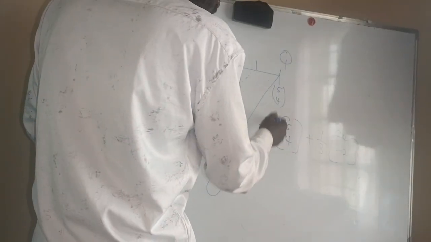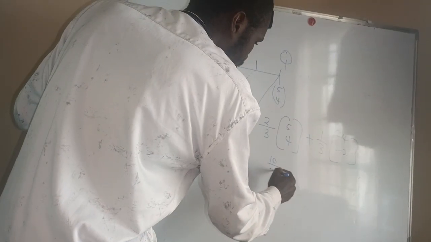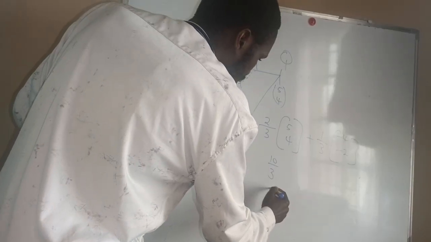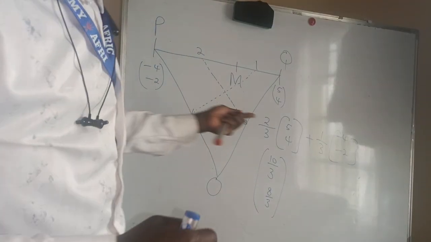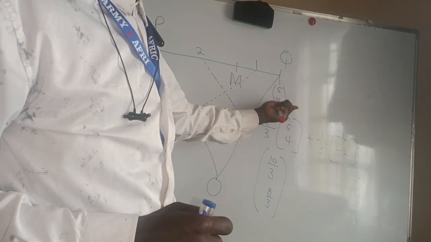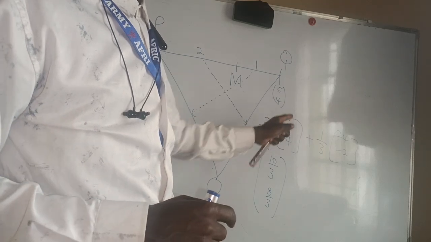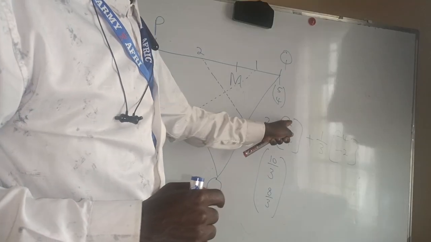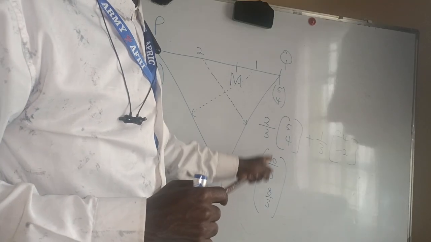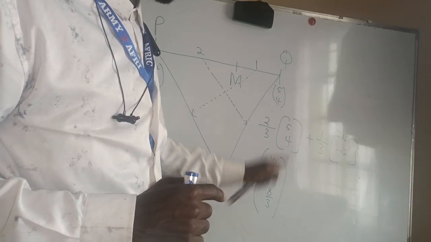So let's open the brackets. 2 over 3 times 5 gives us 10 over 3. Then 2 over 3 times 4 gives us 8 over 3. When opening the brackets, please don't treat this as a fraction. Treat them as two very important parts of a vector. This is a column vector, so don't take this to be 5 over 4. No. So it will be 2 over 3 times 5. 2 times 5 is 10, 10 over 3. Then 2 times 4 is 8, 8 over 3. Then you shall say plus 1 over 3 times 4, that is -4 over 3, and 1 over 3 times -2, that is -2 over 3.